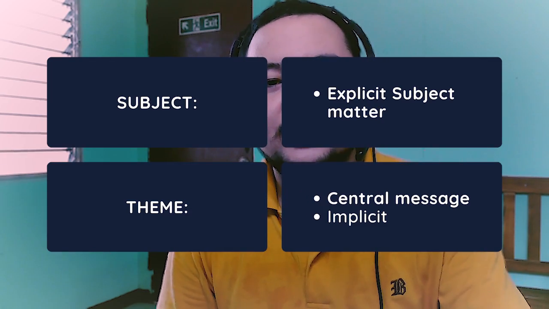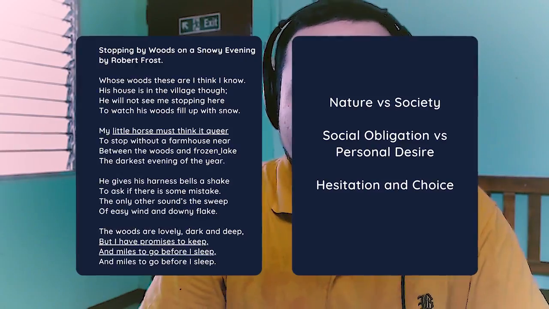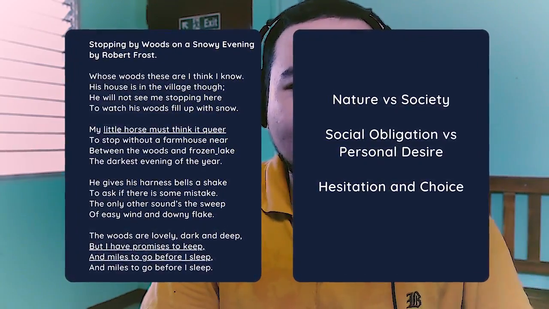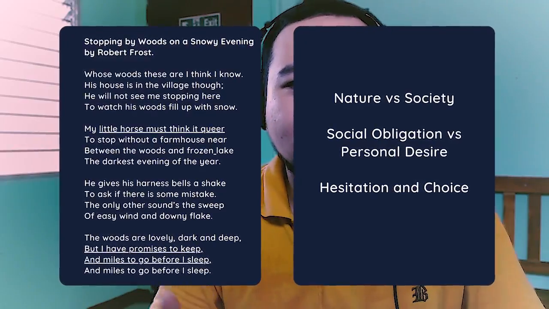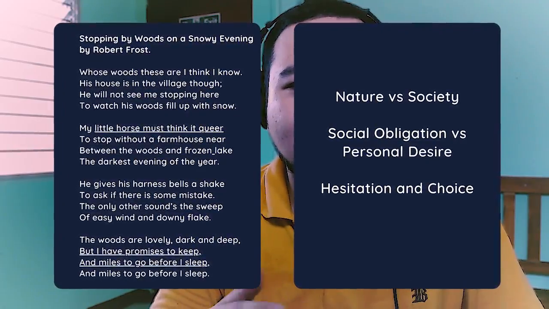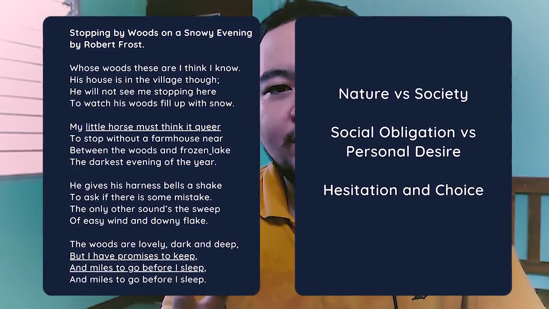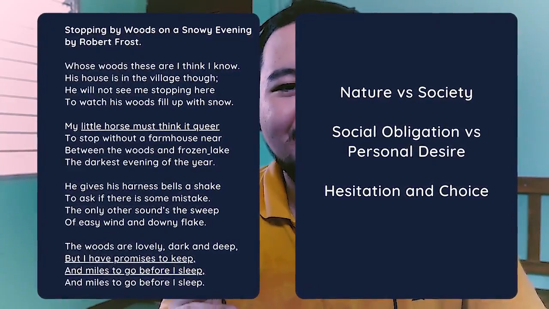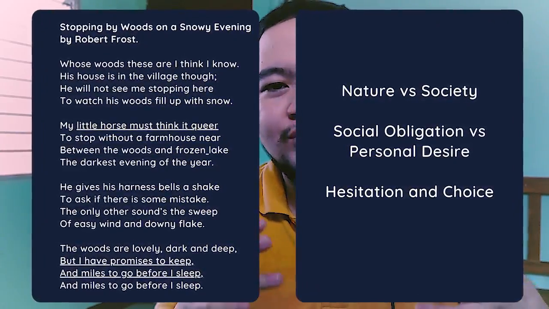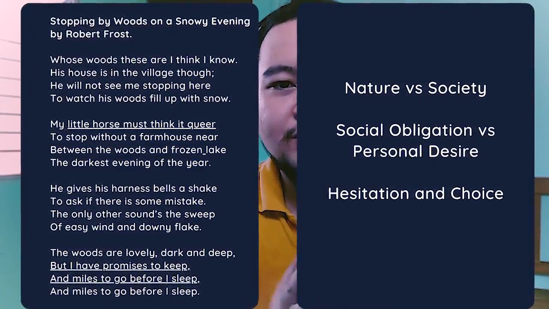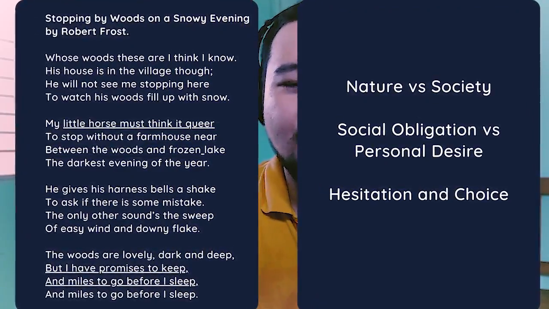So, Stopping by Woods on a Snowy Evening tackles the following subject of a man riding a horse in an evening during winter time. He stopped in the woods, and the poem tells us the man's thought processes, his horse's reaction, and his final decision in the last stanza. You also know that the narrator has a long way to go towards his destination. So those are the subject of the poem.